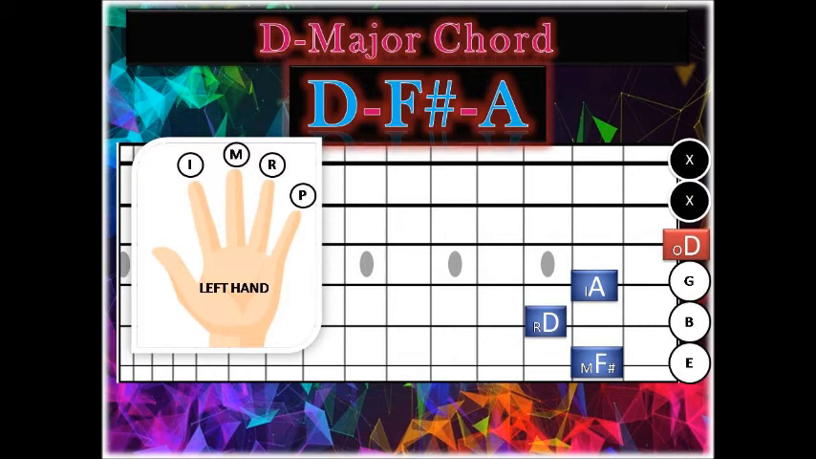Let's see it again. 6th string is muted. 5th string is also muted. 4th string open is D. 3rd string 2nd fret index finger is A. 2nd string 3rd fret ring finger is D. 1st string 2nd fret middle finger is F sharp.